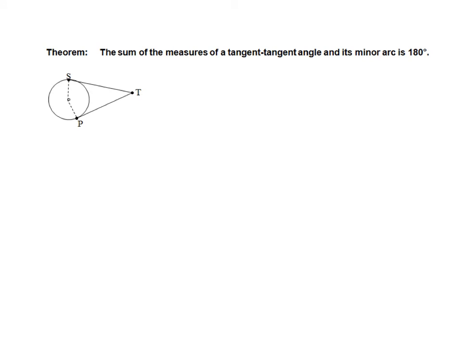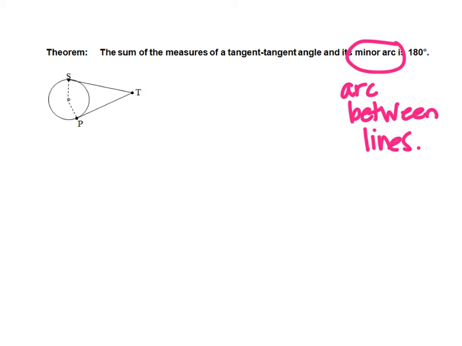Alright, our last theorem says the sum of the measures of a tangent-tangent angle and its minor arc is 180 degrees. So we can see in this picture, here's our tangent-tangent angle and the minor arc. The minor arc is going to be the arc between the lines. So that is going to be this arc right there.